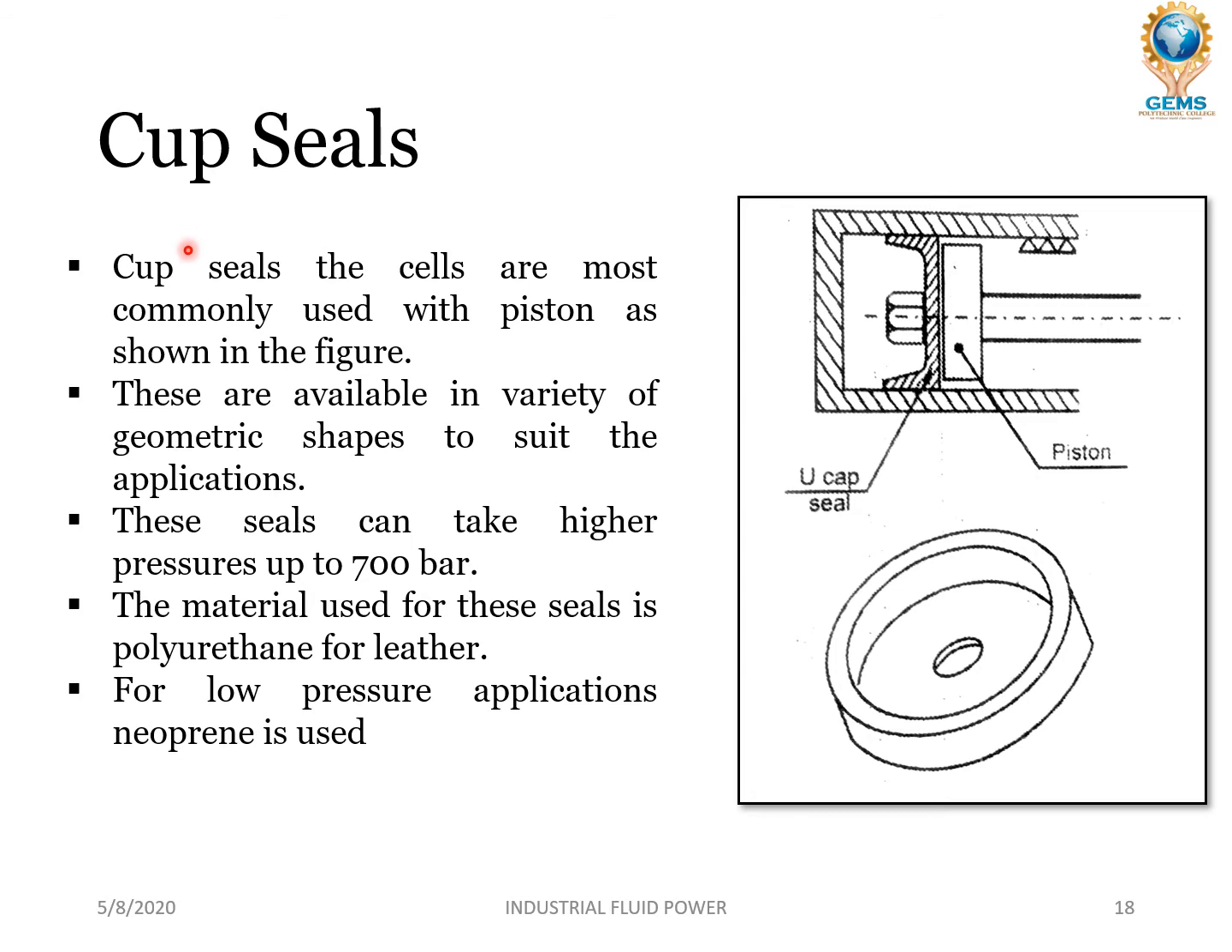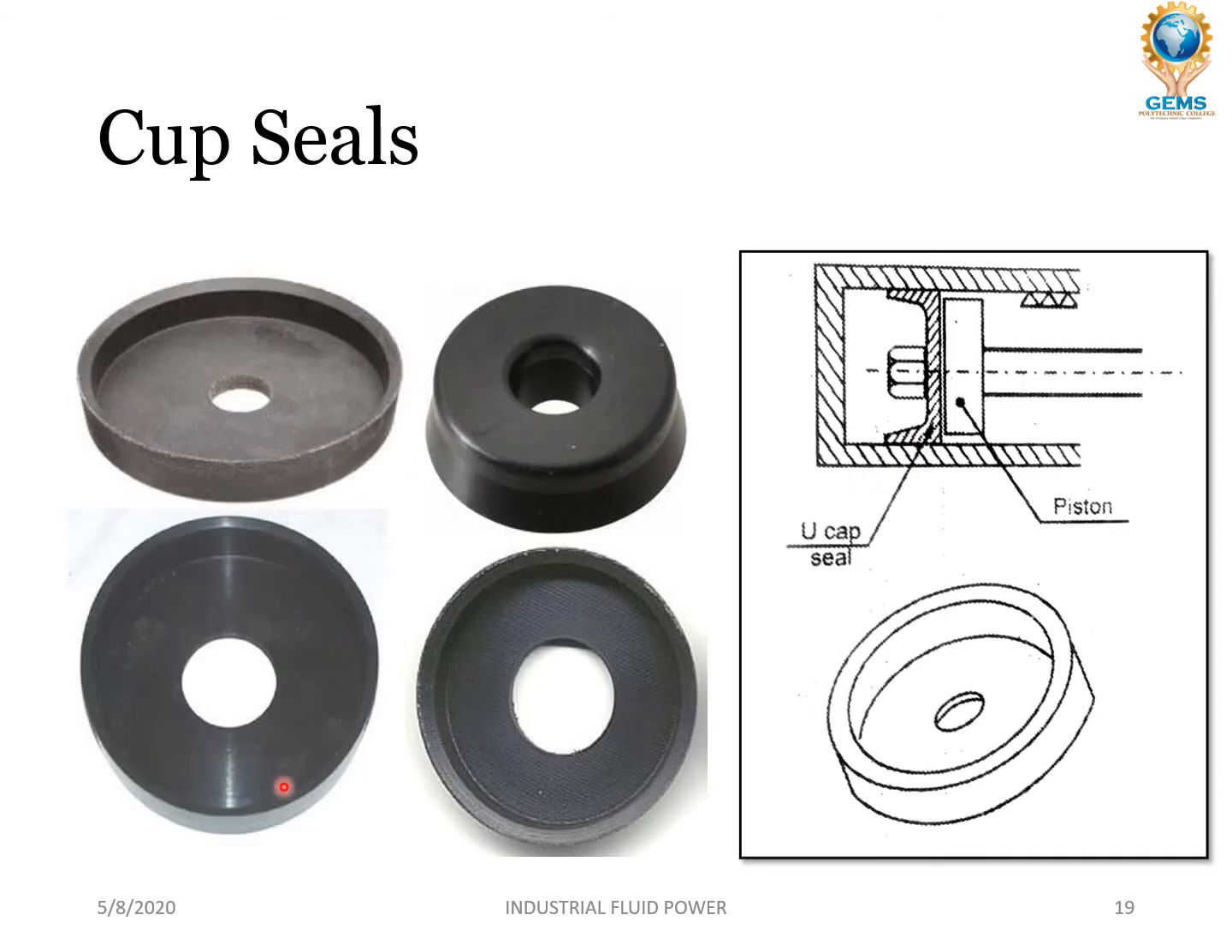Then comes the cup seal. Cup seals are most commonly used with a piston as shown in the figure. These are available in a variety of geometric shapes to suit the applications. These seals can take higher pressure up to 700 bar. The material used for these seals is polyurethane or leather. For low pressure applications, neoprene is used. So this is how this U cup seal looks. You can use this inside the piston.